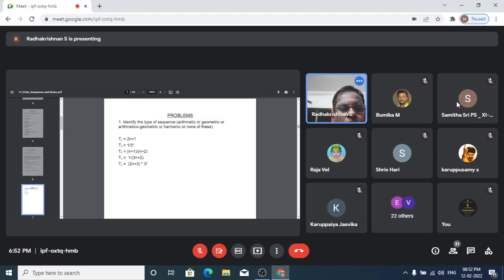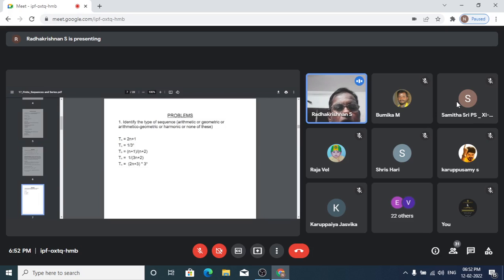Okay, so let's look at another one. 1 by 3 to the power of n. Geometric progression, sir. Very good, Samita. That is right, because every term gets multiplied by 1 by 3. Because 1 by 3, 1 by 3 square, 1 by 3 cube, every time it is getting multiplied by 1 by 3, that means it is a geometric progression of common ratio 1 by 3.